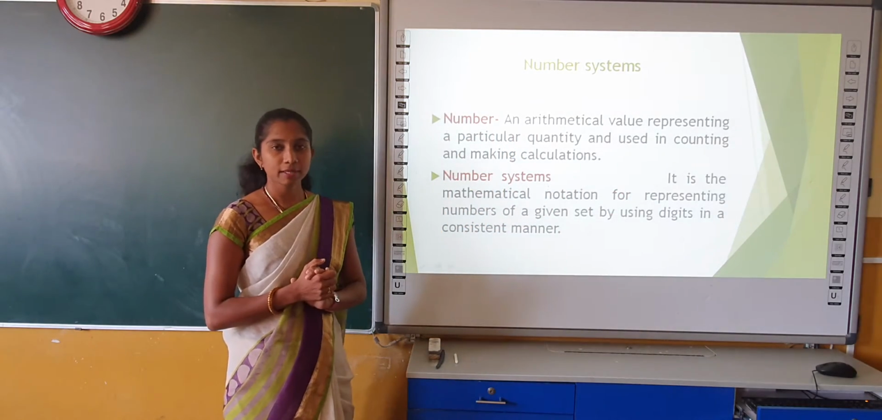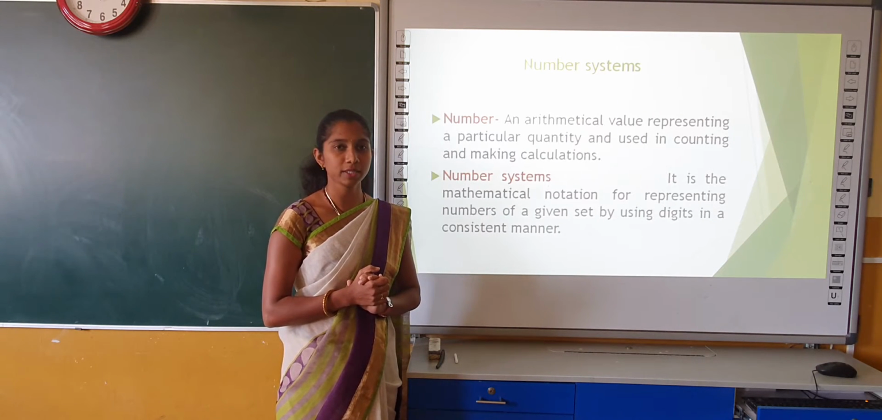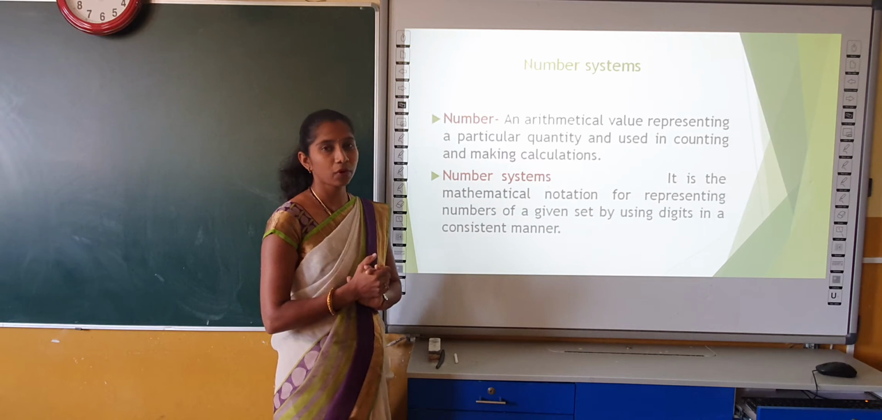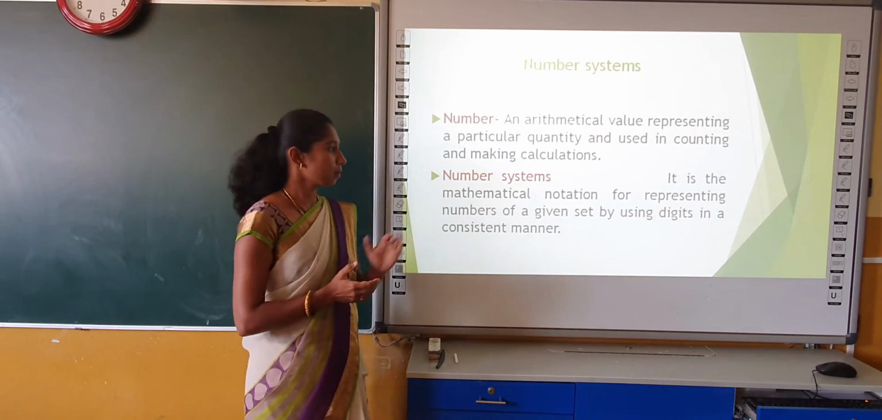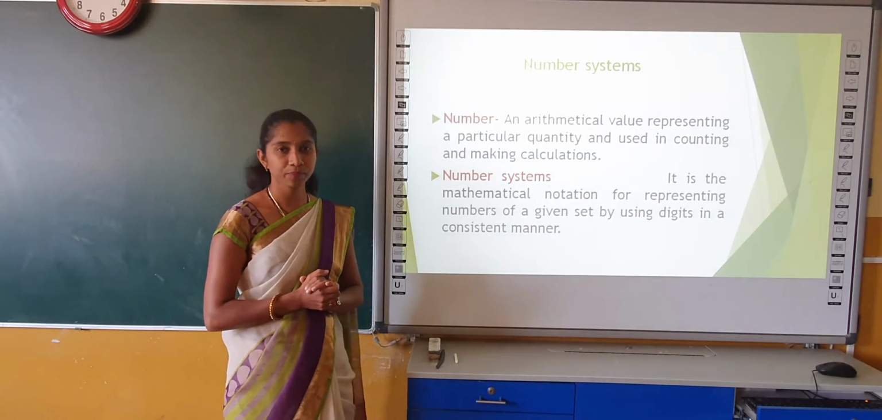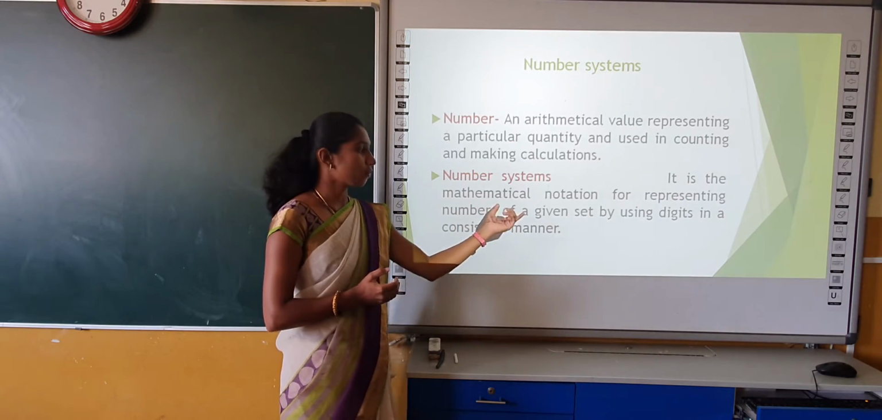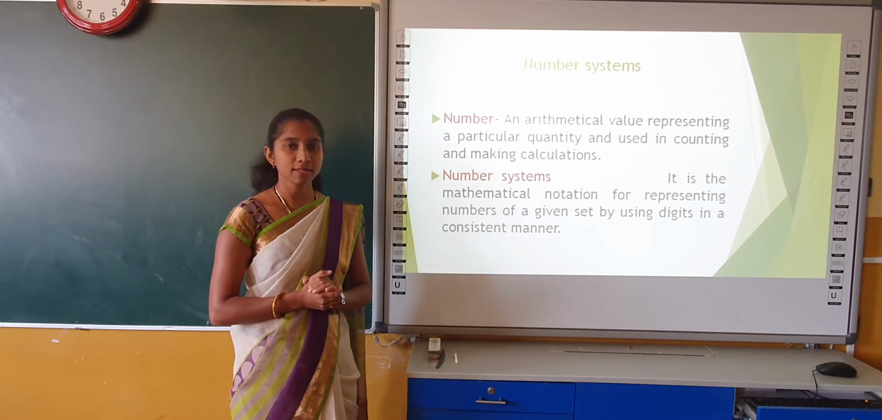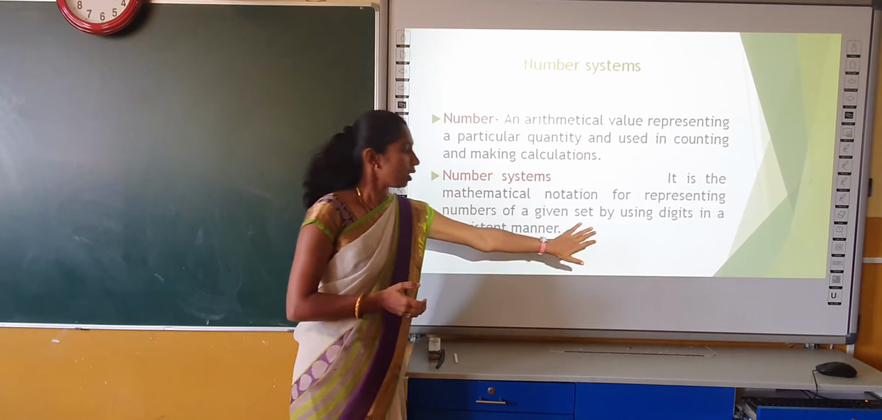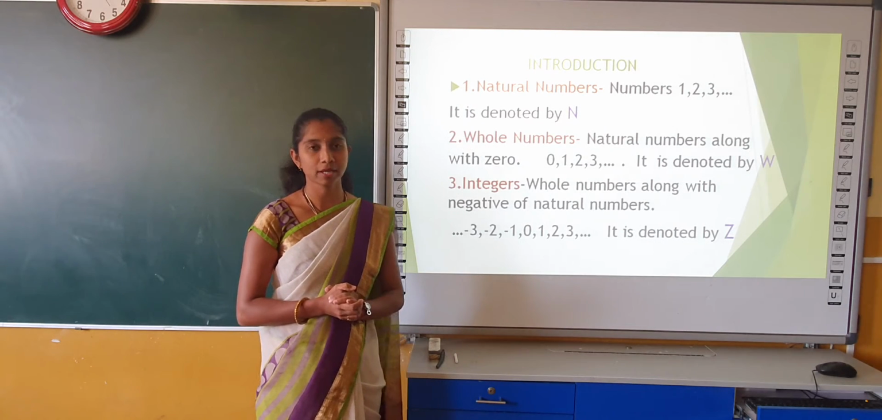A number is the arithmetical value representing a particular quantity and used for counting and making calculations. A number system is a mathematical notation for representing numbers of a given set by using digits in a consistent manner. In a number system, there are different types of numbers.